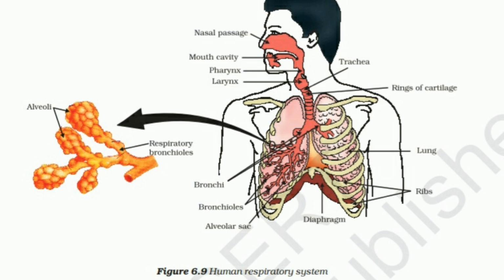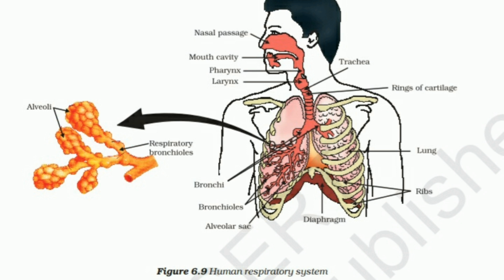Trachea is lined by rings of cartilage that prevents the air from collapsing. If we blow air into a polythene bag and suddenly extract the air, it collapses. So in the same way, the trachea would collapse if there were no rings of cartilage.